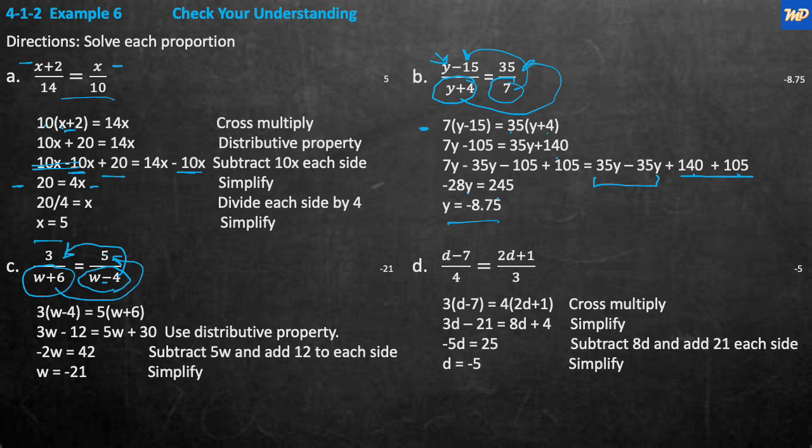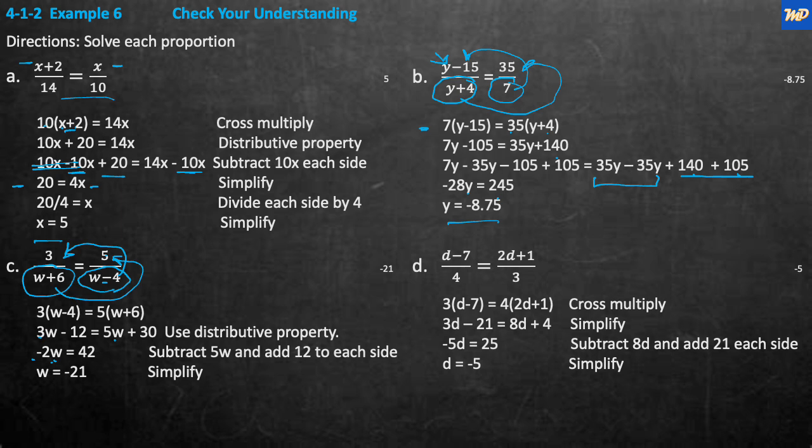We're going to move the w's and the constants, the variables and the constants. So I'm going to put the w's on the left-hand side. I'm going to subtract 5w from both sides. And when I do that, I'm going to get negative 2w. 3w minus 5w is negative 2w. And I'm going to put the negative 12 to the other side, and it's going to be a positive 12 because I'm going to add 12.